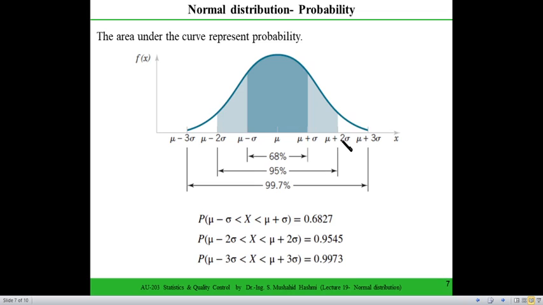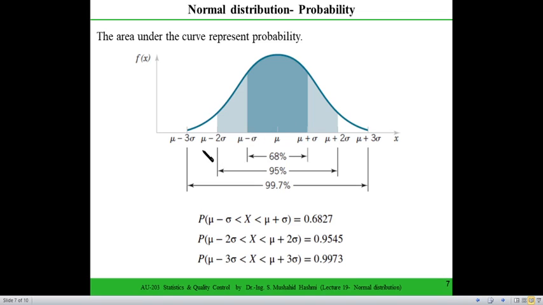If we go to 2 sigma, it means we are covering more spread in the data. So plus minus 2 sigma means your random variable could be greater than mu minus 2 sigma and less than mu plus 2 sigma. Then you are covering almost 95.45% of the area. So approximately we can say about 95% of the area is covered between plus minus 2 sigma, for any value of your random variable between mu minus 2 sigma and mu plus 2 sigma.